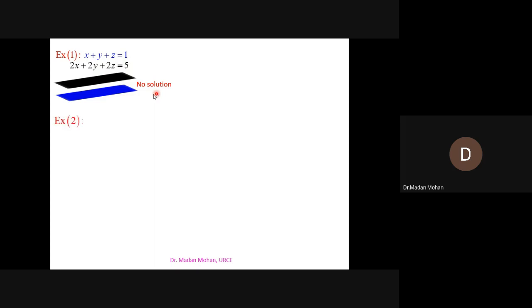Next example. The first equation is the same. Now, I have taken the second equation, x plus y minus z equal to 5. Now, I need the solution of these two. Please observe. To solve this, I am adding both. When you add both, z disappears. You get 2x plus 2y equal to 6, so x plus y equal to 3.